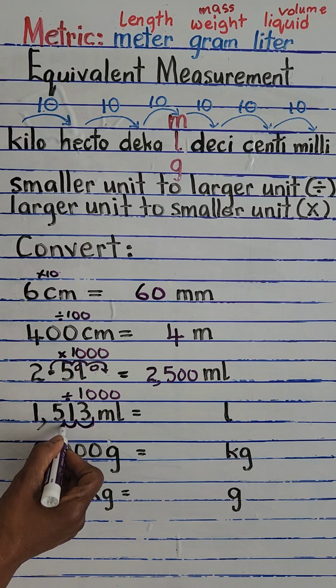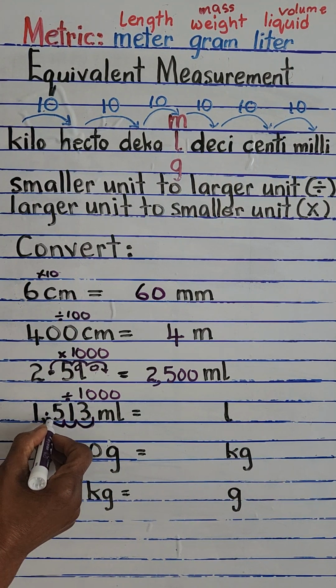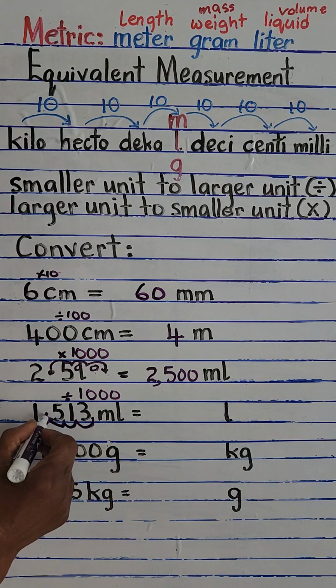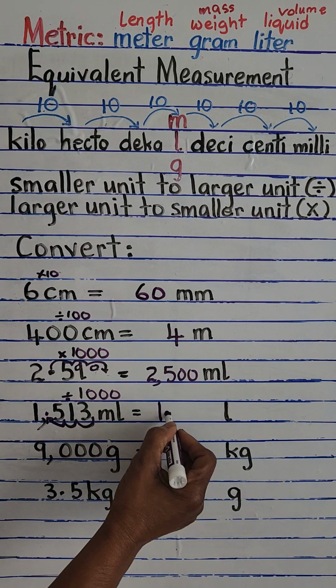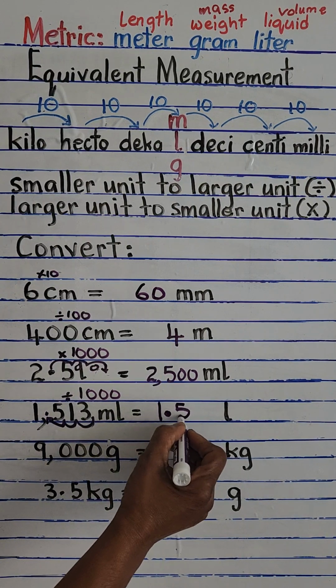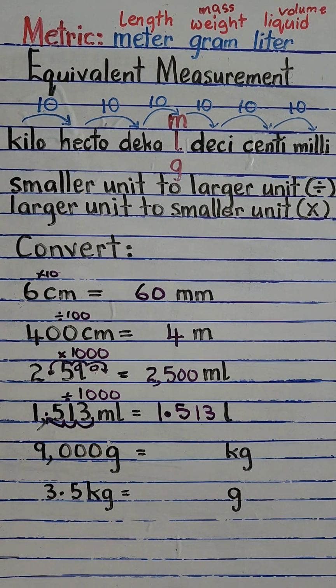1, 2, 3. So we have a decimal point right here. So our answer therefore is 1.513 liters.